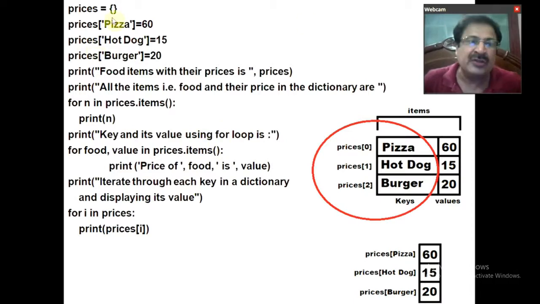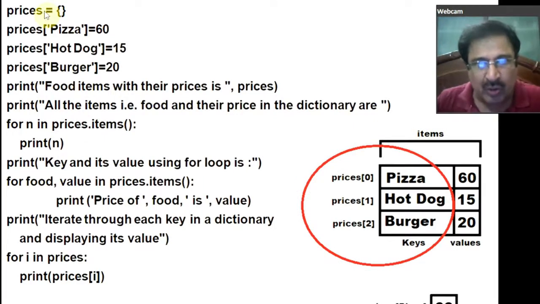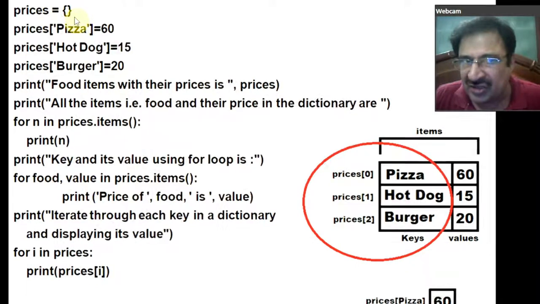See what is happening. This prices is equal to curly braces. So this is a dictionary. Recall, the lists were enclosed in square brackets. Tuples were enclosed in parentheses. This is curly braces to declare that this is an empty dictionary. Now what you're doing is that you are specifying this key value pair. The pizza is a sort of an index. Can you see it? In prices, pizza. Prices is an empty dictionary.